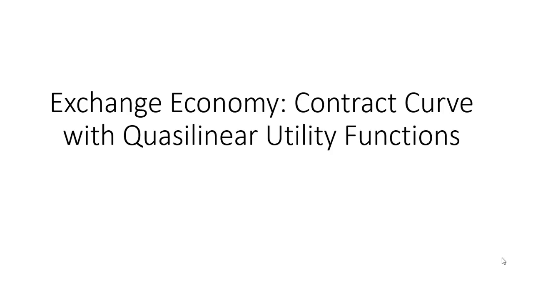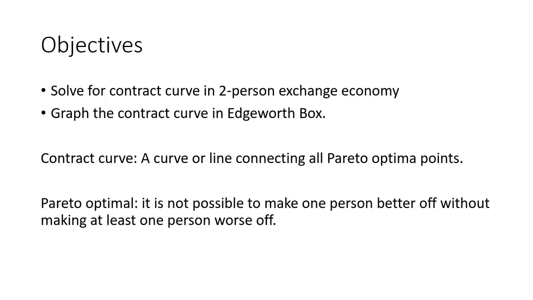In this video, we're going to look at a two-person exchange economy. We're going to derive the contract curve when both consumers have quasi-linear utility functions. Our objectives are to solve for the contract curve in the two-person exchange economy. We're going to graph the contract curve in an Edgeworth box.